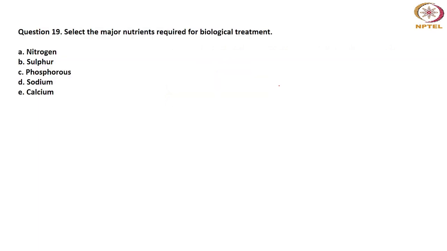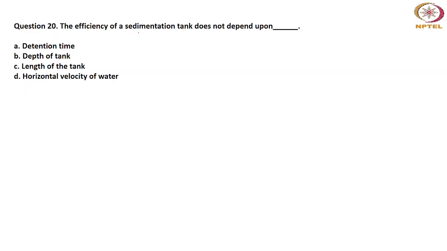Then again, a theoretical question. Select the major nutrients required for biological treatment. It is nitrogen and phosphorus. Thank you, Abdul. Nitrogen and phosphorus. Yes, Ruchita is also saying the same. Correct answer, nitrogen and phosphorus. And this question: efficiency of a sedimentation tank does not depend upon. I think this one is the same type of question.